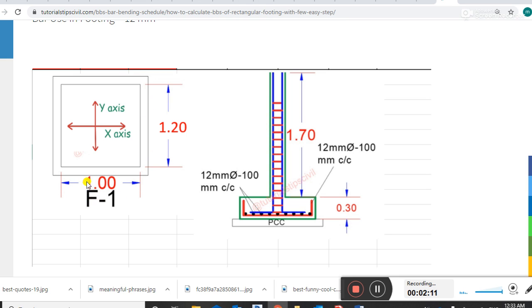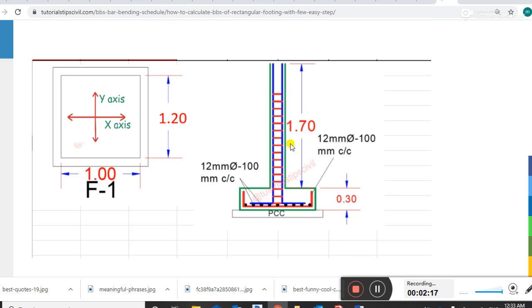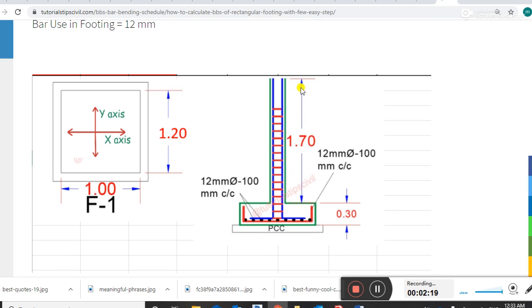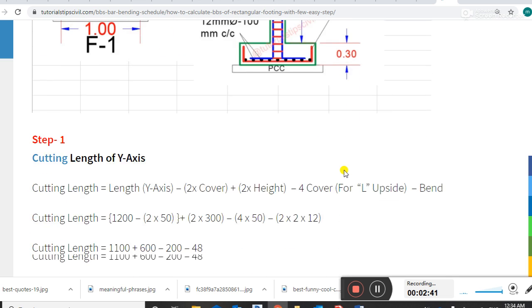F1 size is 1 meter into 1.2 meter. This is the y-axis, this is the x-axis, and this is the height of the footing, 1.7, and this is 0.30. This is PCC. The diameter of the bars is 12 millimeter at 100 millimeters center to center.